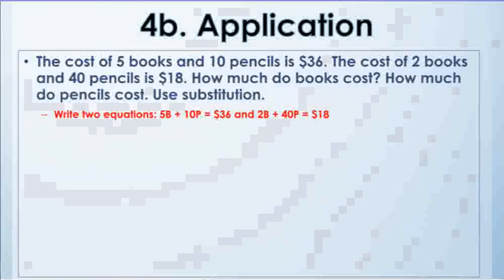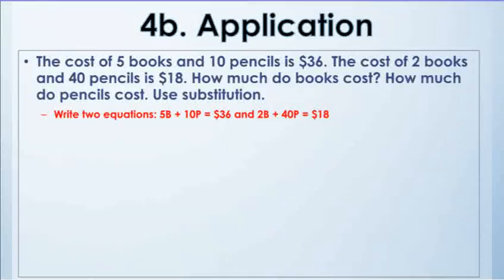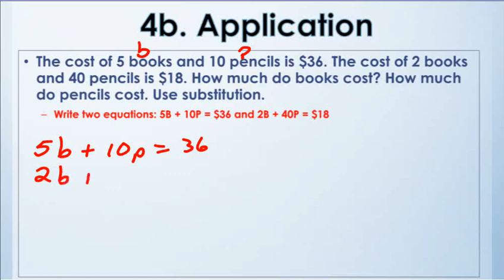And our last one, the cost of 5 books and 10 pencils is $36. The cost of 2 books and 40 pencils is $18. How much do books cost and how much do pencils cost? So we can use B and P. So we have 5B plus 10P equals 36, and 2B plus 40P equals 18.